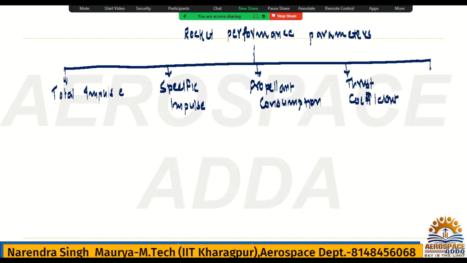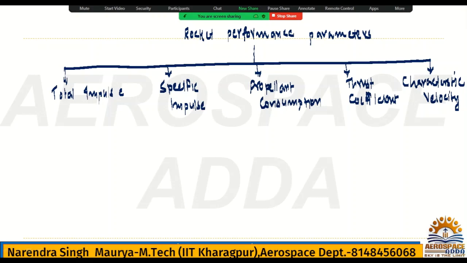And the last, which is very important, and many times they have asked questions on it, is the characteristic velocity. So these are the rocket performance parameters, and all are very important. The questions they are asking in GATE aerospace, they are asking from here only.